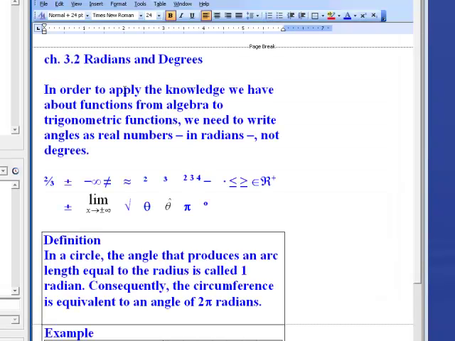Welcome to the lecture on radians and degrees. And let's get started here.